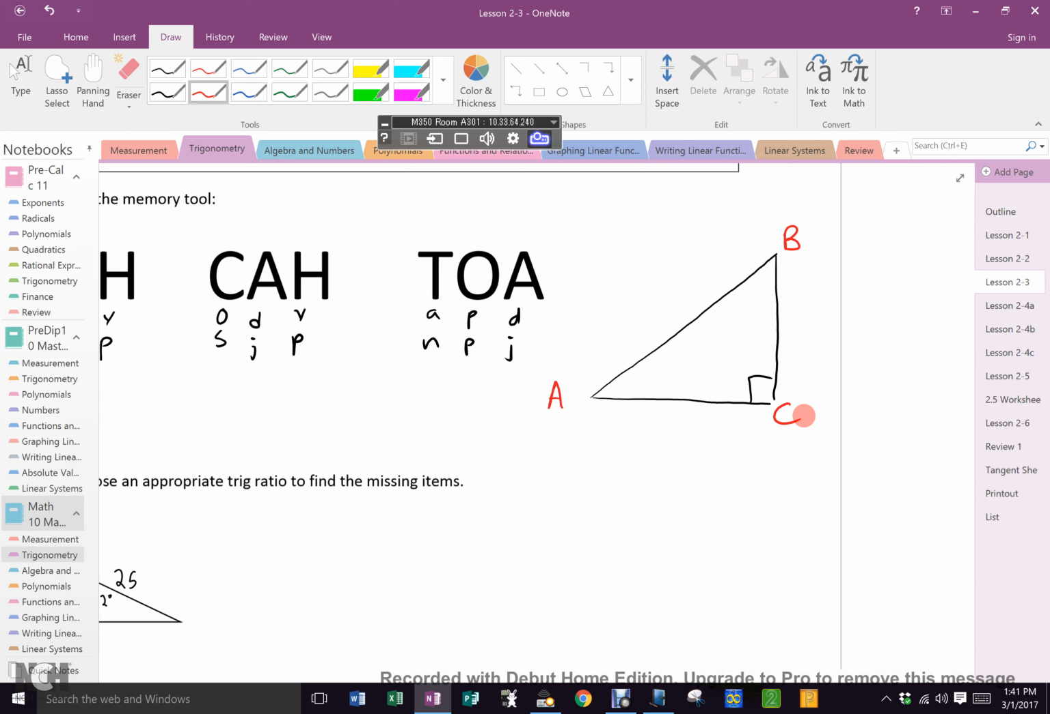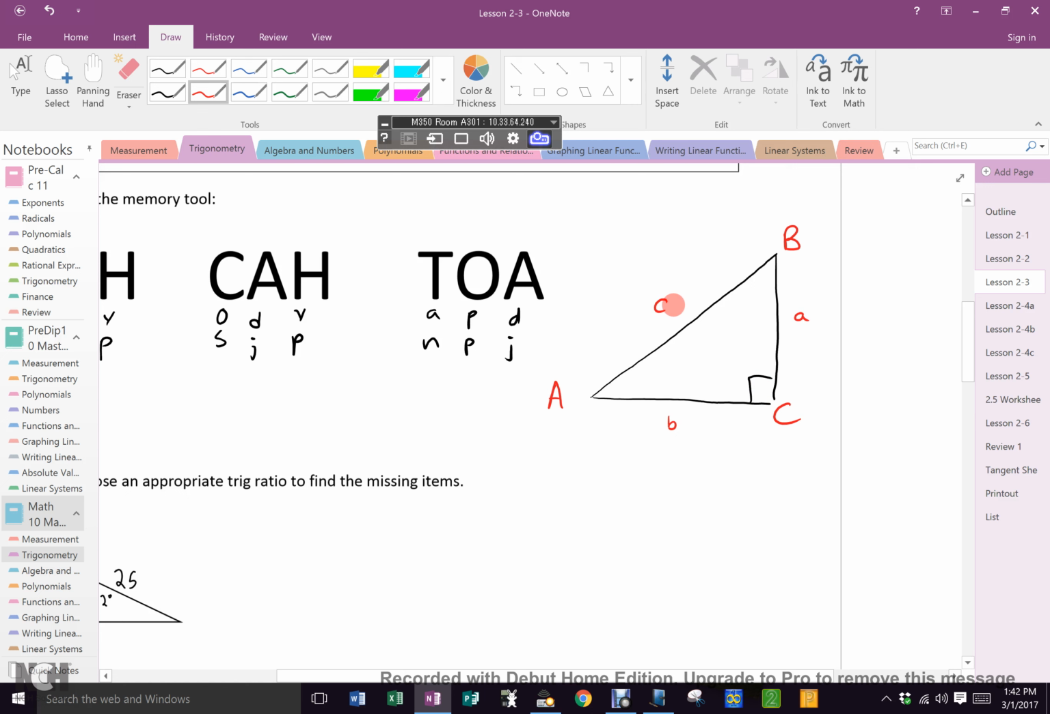Because the angles get capitals, the sides get lowercase letters. Which letter goes where? What is this guy? It's BC before grade 10. What do we call him now? Little a, because it's across from big A. What's this guy? Little b. What's this guy? Little c.